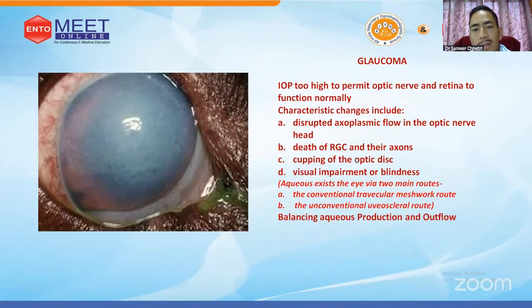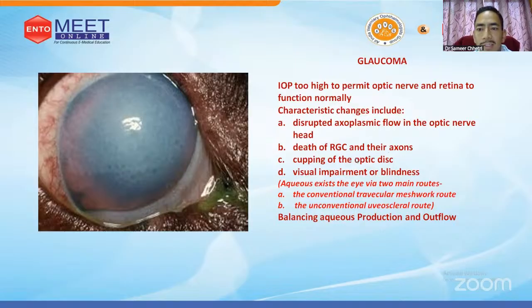Glaucoma is very commonly seen in pet practice. Intraocular pressure is too high to permit the optic nerve and retina to function normally. Whenever the intraocular pressure goes beyond the normal range, which for dogs is 8 to 25 mmHg, then glaucoma develops.